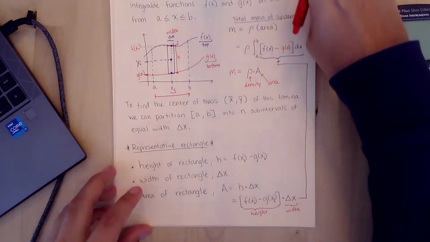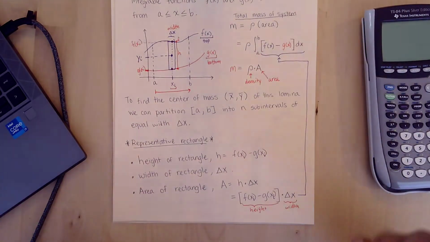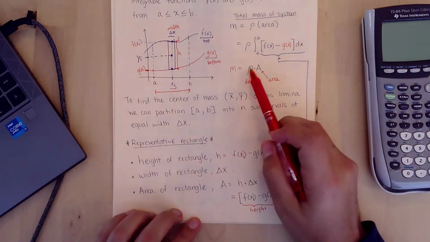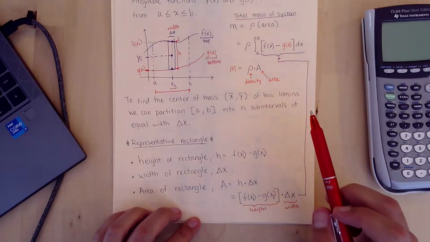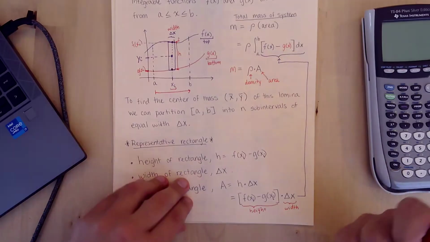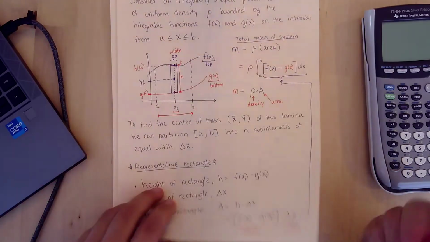Okay. So we need to do a little bit more building because now we have the mass by taking some density value times some area, which is going to be written in terms of an integral, right? But then we need to think about the moments.